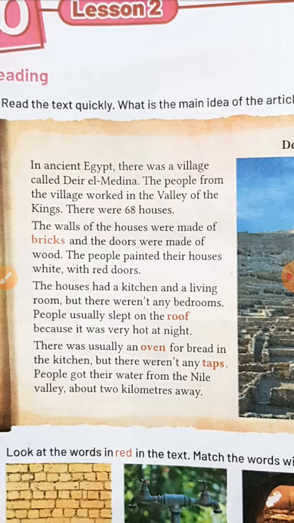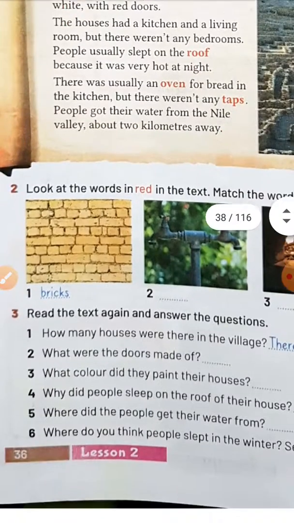But there weren't any taps. Taps are the place where we get water in our house. Okay, in the bathroom there is a tap, in the kitchen there is a tap, and there are many taps in the street for people to get water. People got their water from the Nile Valley about 2 kilometers away. So in the past there weren't any taps, but people used to walk a very long distance to get water from the Nile. It was 2 kilometers away. Do you see how difficult it was?